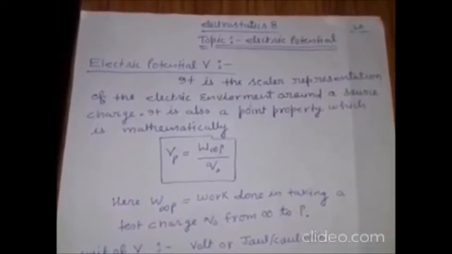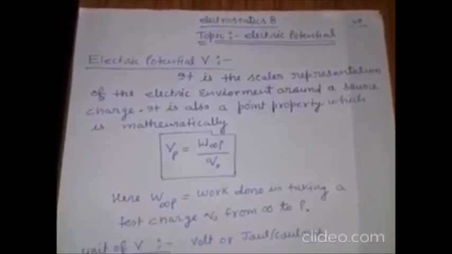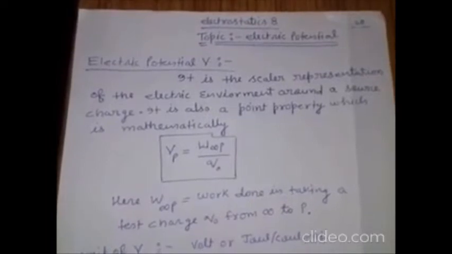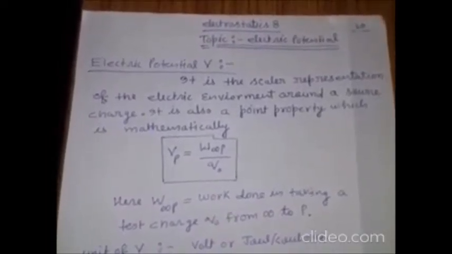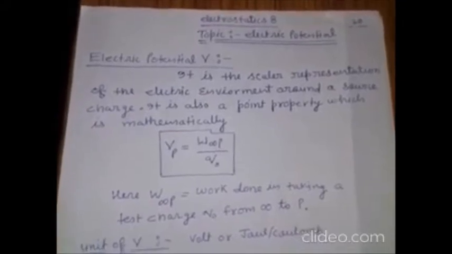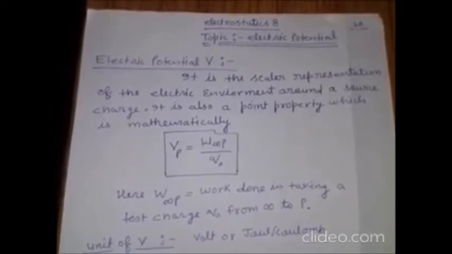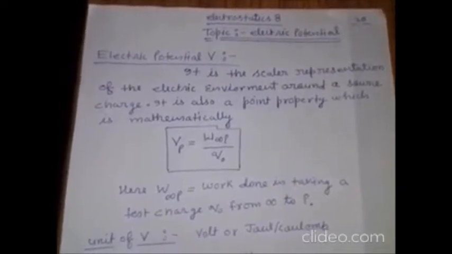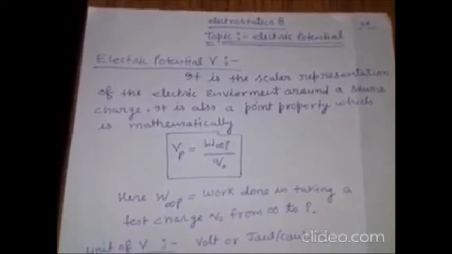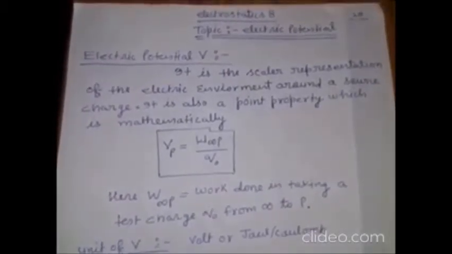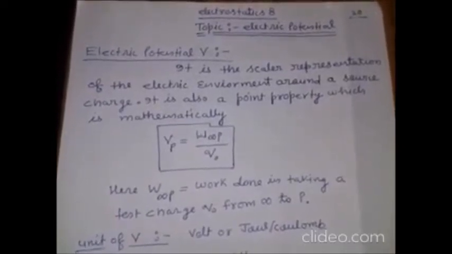It is the scalar representation of the electrical environment around a source charge. It is also a point property like electric field intensity. Electric field intensity is the vector representation of the electrical environment around a source charge, whereas electric potential is the scalar representation of the electrical environment around a source charge.